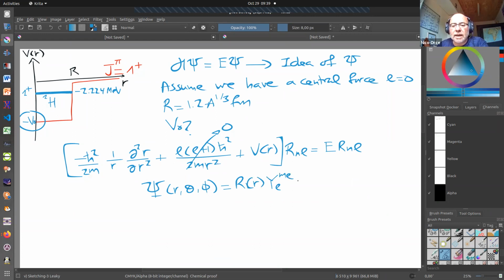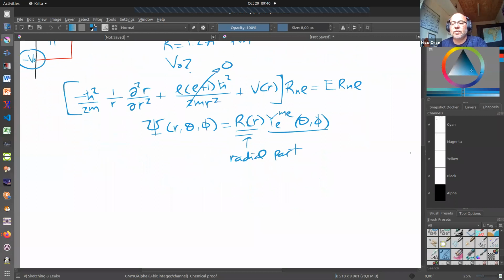I mean, sorry, let me see, the spherical harmonics, which are tabulated, and we know then what they are. But we are going to focus on this part, on the radial part of the wave function. And this is what we have in the lecture notes.